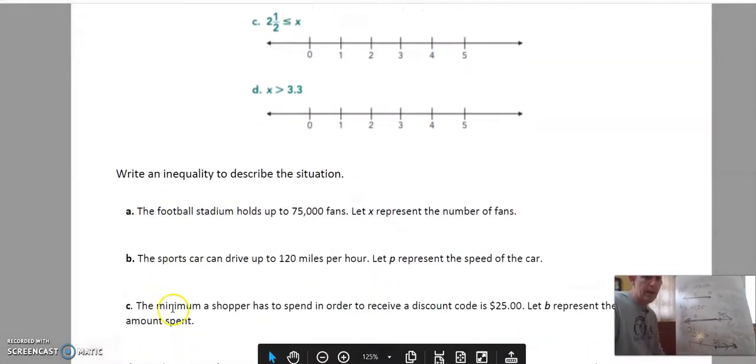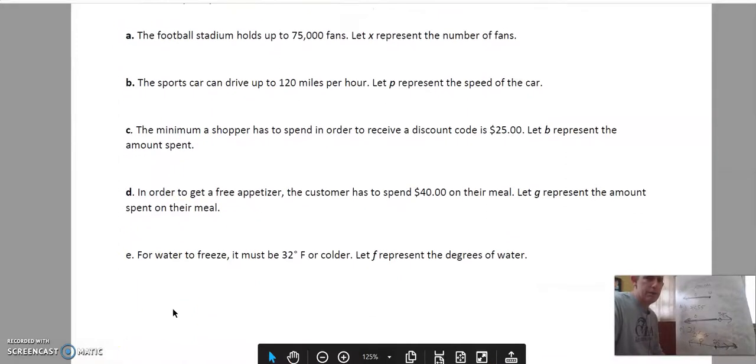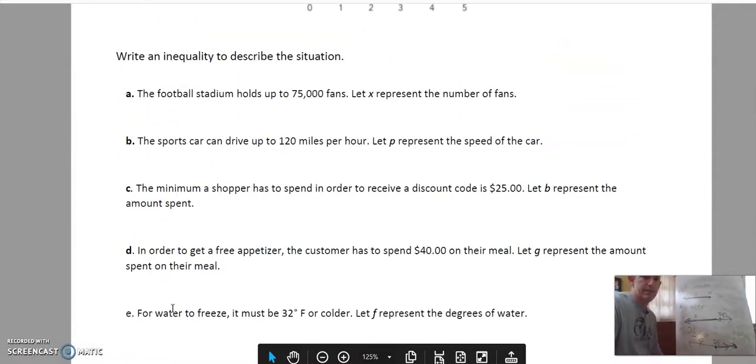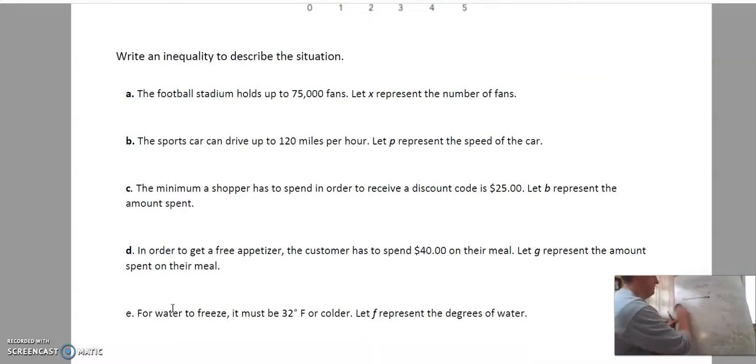Hopefully. All right. Write an inequality to describe the situation. We're almost done, guys. The football stadium holds up to 75,000 fans. So x represents the number of fans. So could we have more than 75,000? I don't think so. So the most we can have is 75.